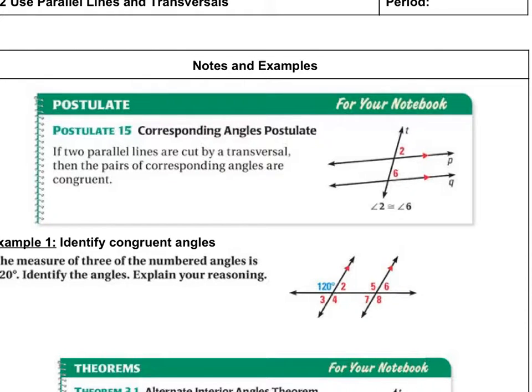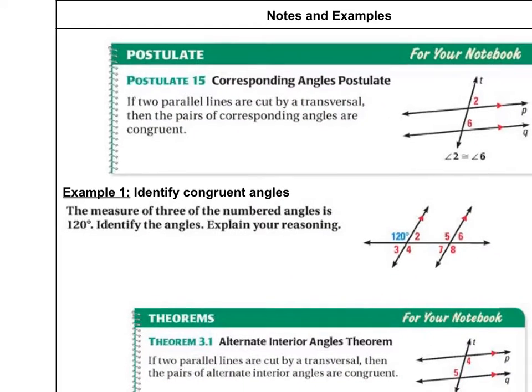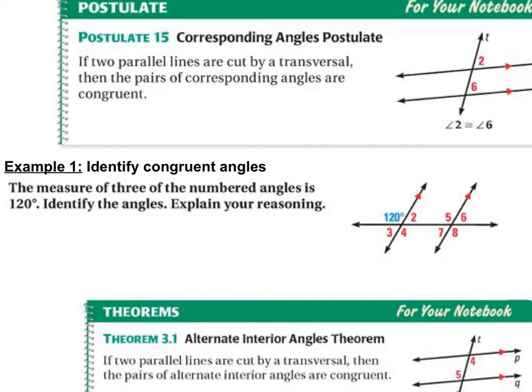So our first example deals with that, and it asks the measure of 3 of the angles in this picture are 120 degrees. We need to identify those angles. So if we look here, 120 is in this position here. If I go to the next parallel line and look, we're looking at the top left-hand side of that line. We would say that angle 5 would be a corresponding angle. So angle 5 would have 120 degrees, and we'll just say that's by the corresponding angles. So there's one of the 3.